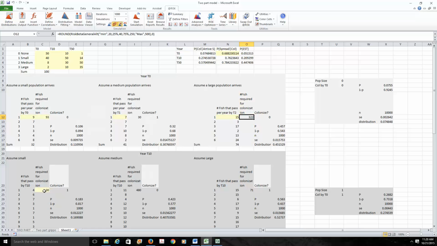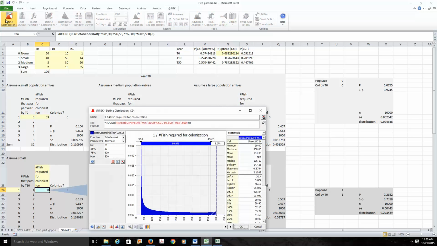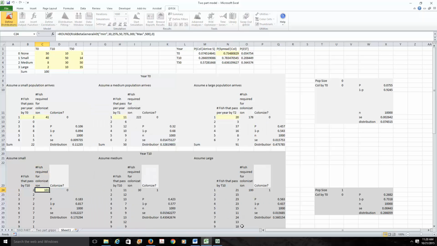When we get down here, the number of fish required for colonization by year T10, we would have a different number. So instead of 20, 40, 250, and 500, you see our expert estimated a different number of fish. So here's how we use this. We don't know the number of fish required for colonization. That's an uncertain value. But our experts have helped to characterize the uncertainty here.